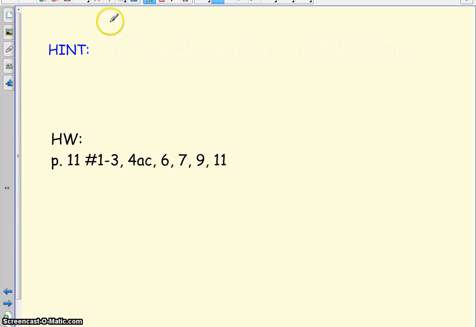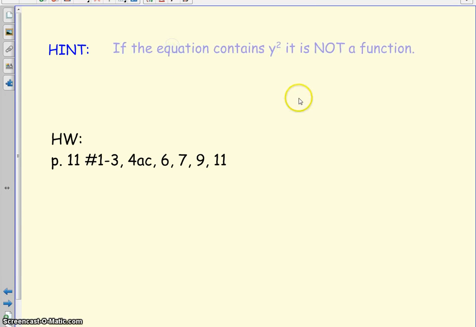Okay, so as a bit of a hint, anytime you see y squared in the equation, you can tell right away it's not going to be a function. I'm going to leave you to think on your own why that's going to be the case. So try and reason out why that would be the case. If you think about it and you're not sure, come ask me and I'll show you why. But again, anytime you see y squared in the equation, it's not going to be a function. That can be your clue right there.